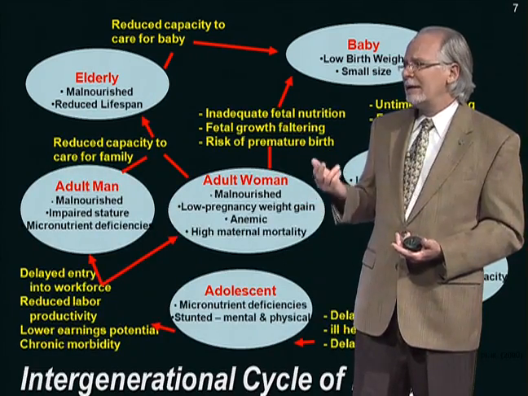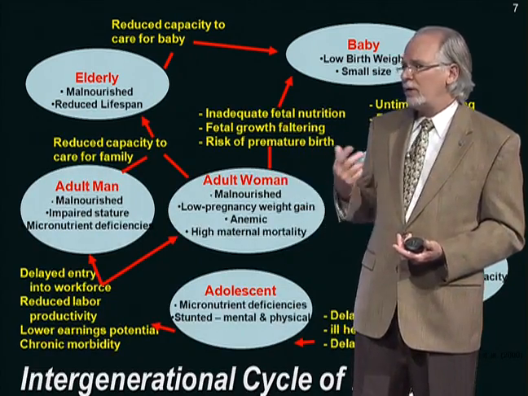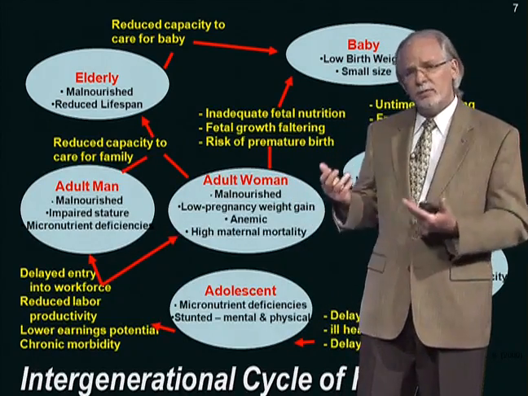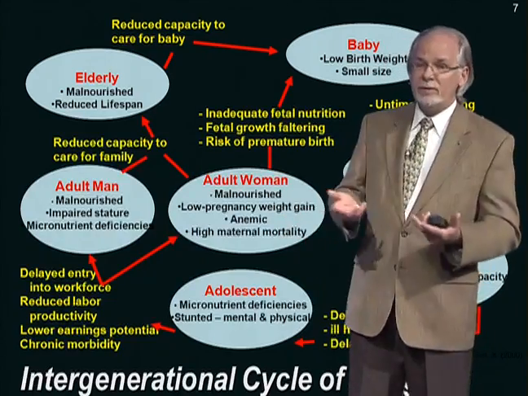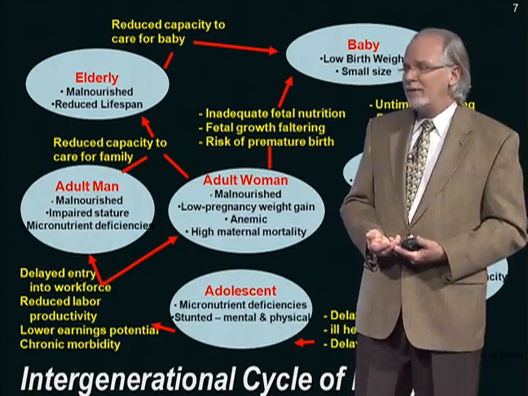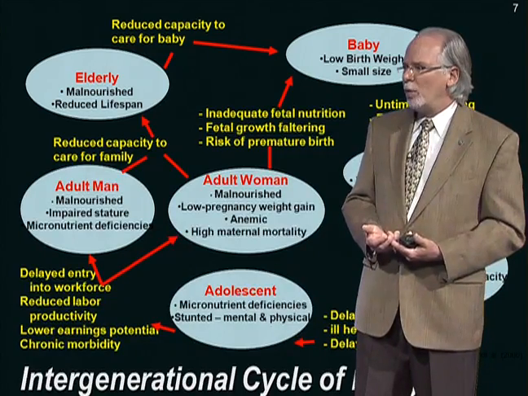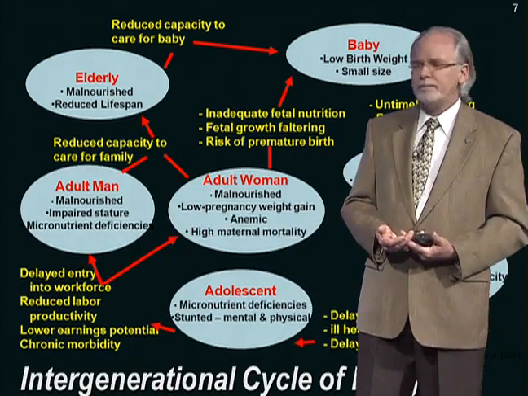She becomes pregnant, there's inadequate fetal growth, faltering, risk of premature birth, very high mortality rates both for the child, for the baby, as well as for her. And this is why, again, we have such a major problem with mortality among young girls.